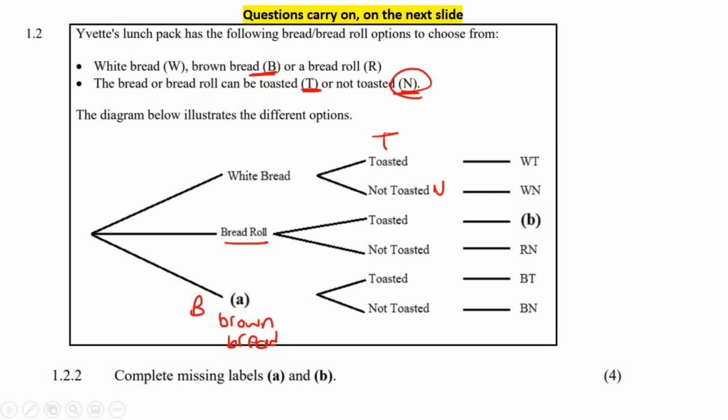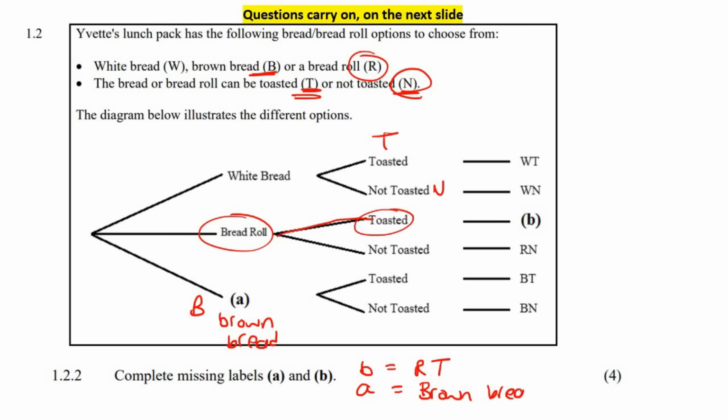Okay, so we need to know what this one is. Well, where does that one come from? Well, we can work backwards if you want. We can go there and then there. So it would have been a bread roll, which is R, and then it was toasted, which is a T. So B is going to be RT, okay? And then A, let's just fill that in here as brown bread.